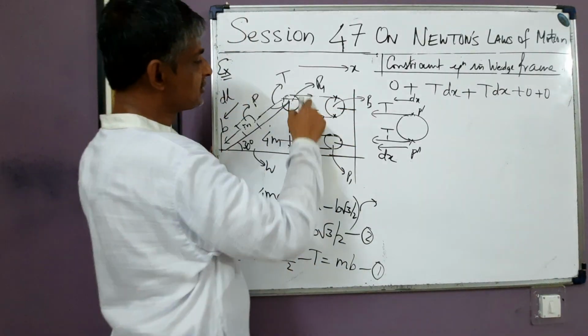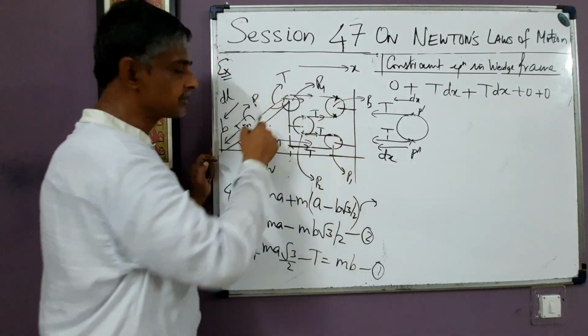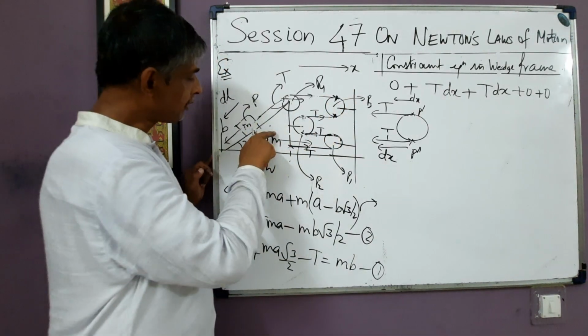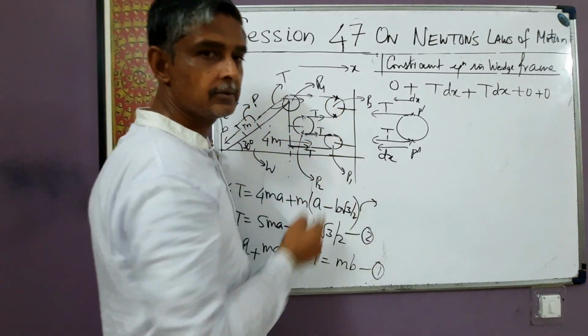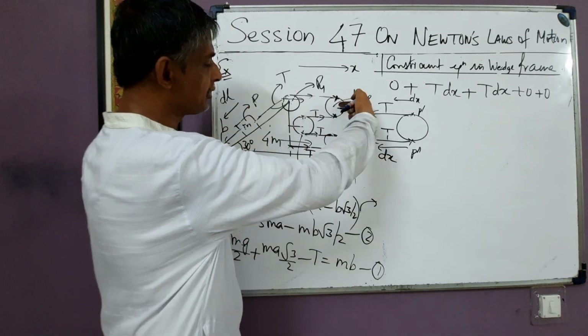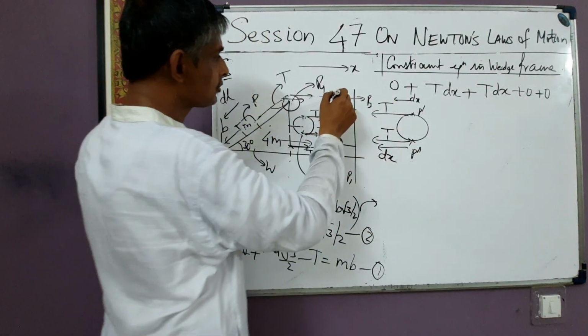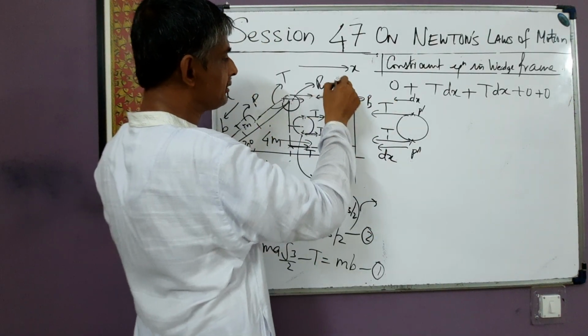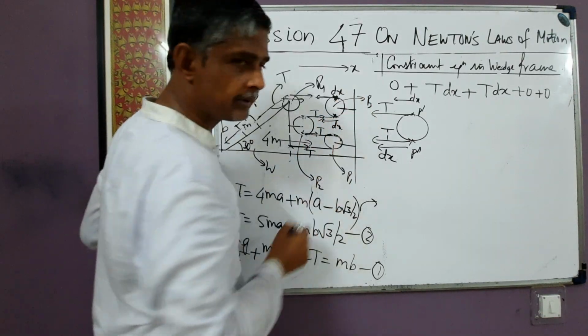Now to find the work done by the string on this pulley P3, we must know the displacement of these 2 points of pulley P3 with respect to the wedge. With respect to the ground, the wedge is moving, undergoing displacement dx, and this is at rest. So with respect to the wedge, this pulley P3 will appear to move leftward a distance of dx. So this point of pulley P3 undergoes a displacement dx with respect to the wedge, and this point also undergoes a displacement dx with respect to the wedge.